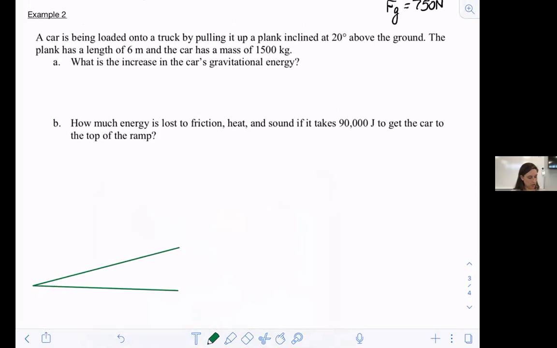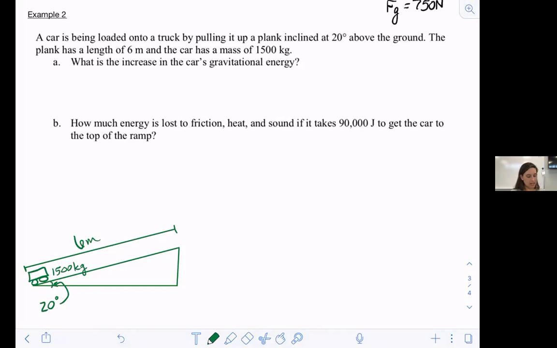So I should draw my plank. Okay. So it's 20 degrees above the ground. So this right here is 20 degrees, that angle. The plank has a length of 6 meters. So this length is 6 meters. What am I pulling up? I'm pulling up a car. Okay, and the car has a mass of 1,500 kilograms.